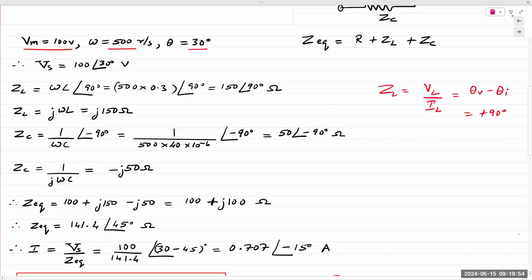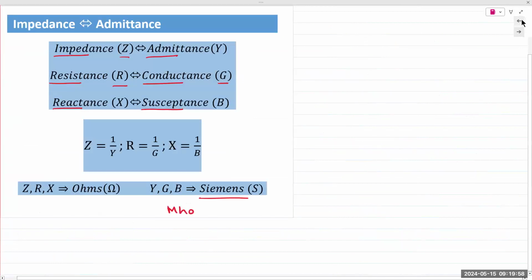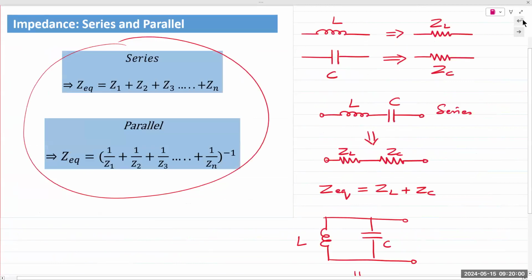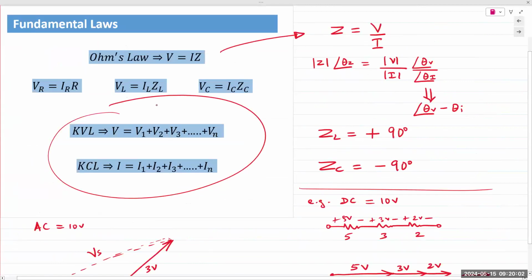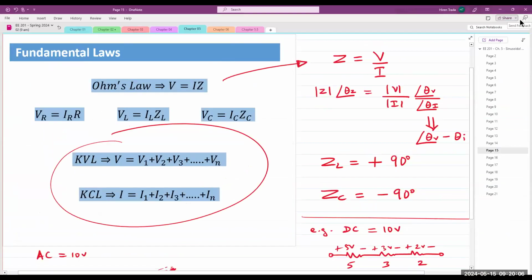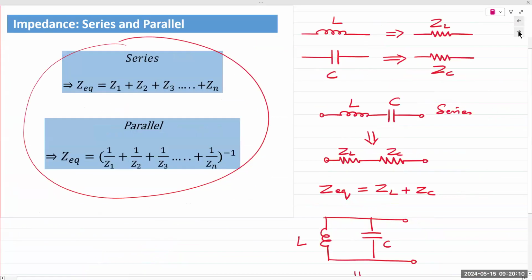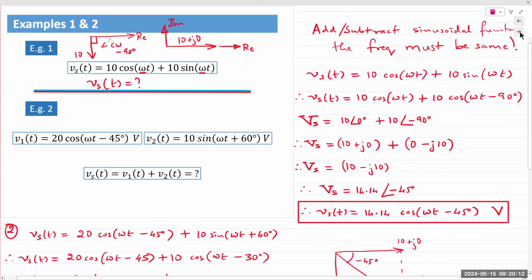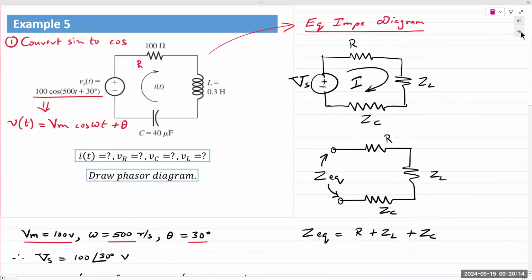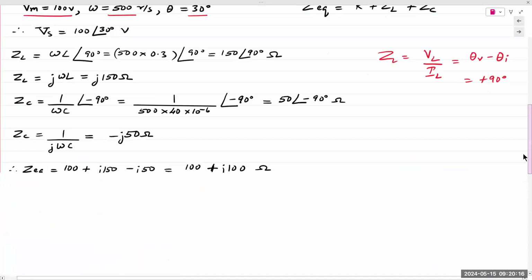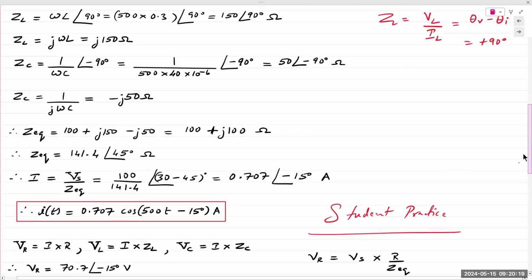Let's see, what slide was that? I would say review slide number 15, page 15. So again, the direct equation for the inductor would be omega L with an angle of plus 90, or j omega L.